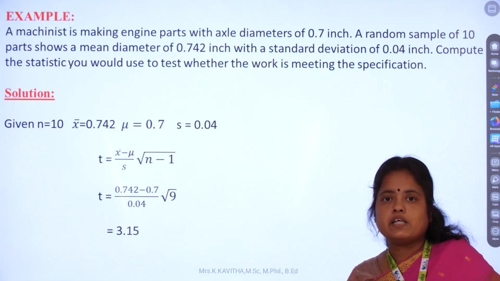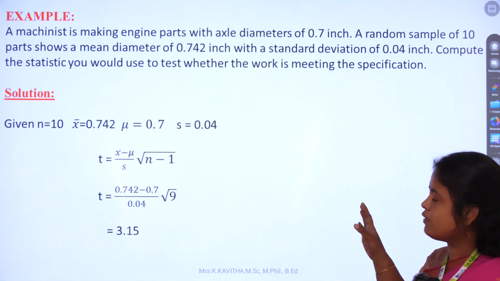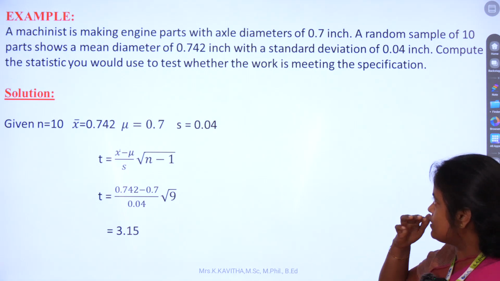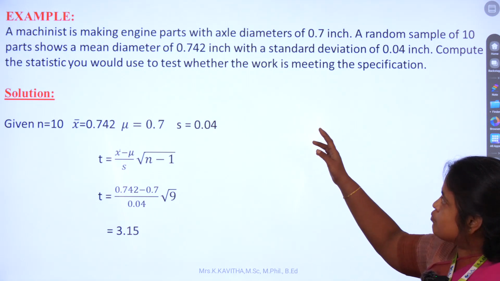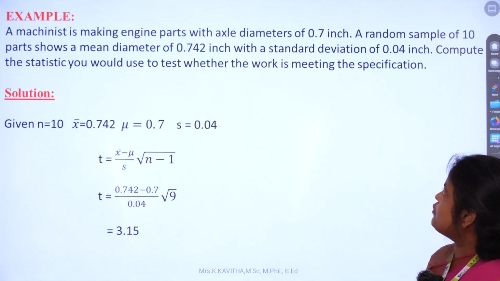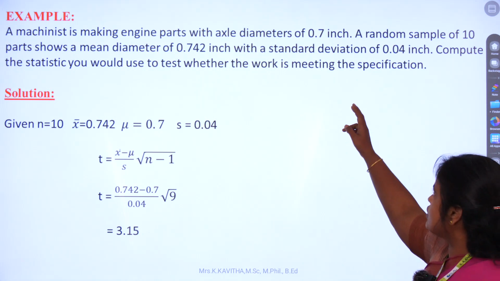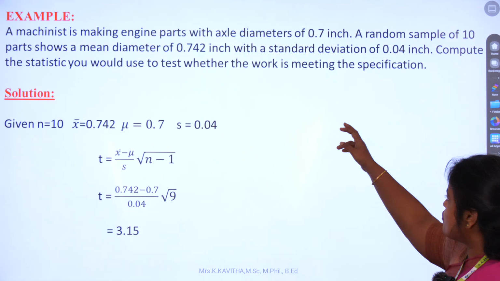First we have to analyze the data. What are all the data we are given in the problem? The machinist is making engine parts with the axle diameter of 0.7 inch. That is nothing but the population mean mu equal to 0.7.